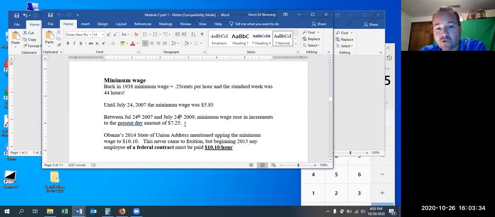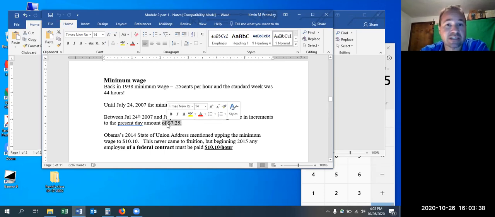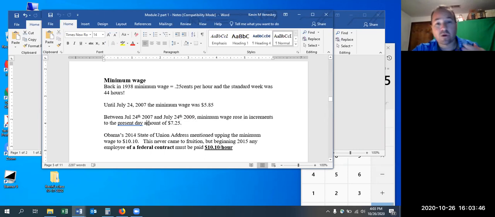And by July 24th, 2009, the minimum wage is where it is currently, now 11 plus years into the future. We're still at $7.25. Now, that was one of the arguments in one of the presidential debates. And way back a while ago, this was back in 2014, even, this was still in the debate. They said, well, maybe it's time to change it again. And Obama had in his State of the Union that he would like to see the minimum wage at $10.10.